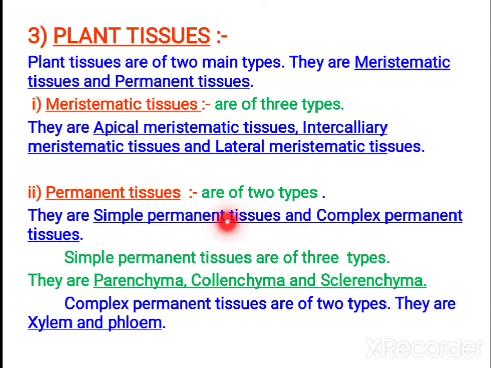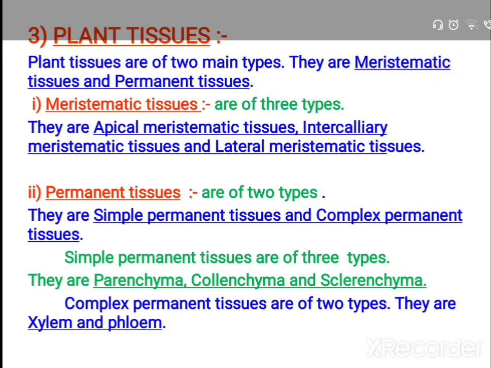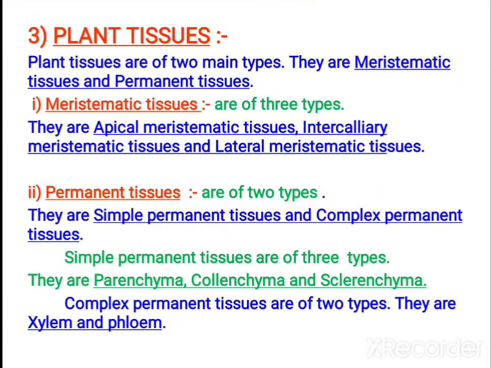And the simple permanent tissue can be classified once again into three types, that is parenchyma, collenchyma and sclerenchyma. And the complex permanent tissue is classified into two types, that is xylem and phloem. So when you observe, first the plant tissues are divided into two main types, that is meristematic tissue, the growing tissue, and later the meristematic tissues are converted into permanent tissue.